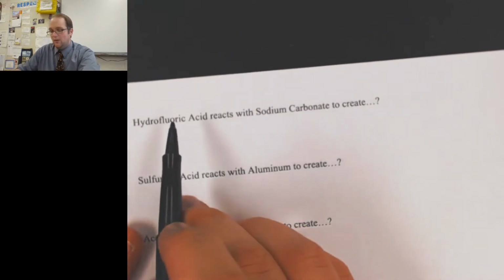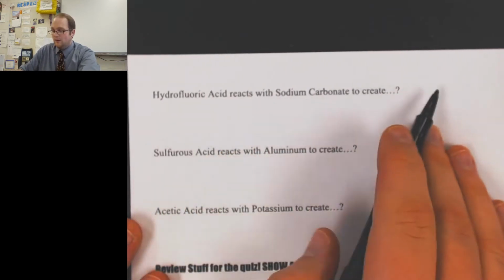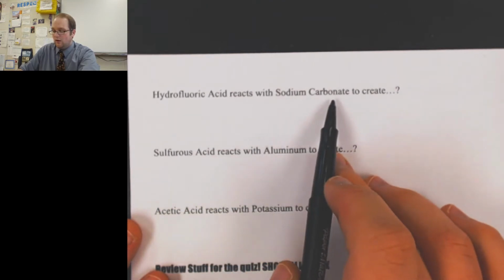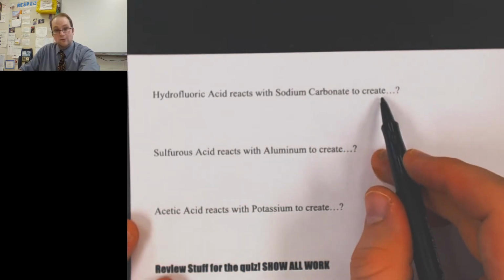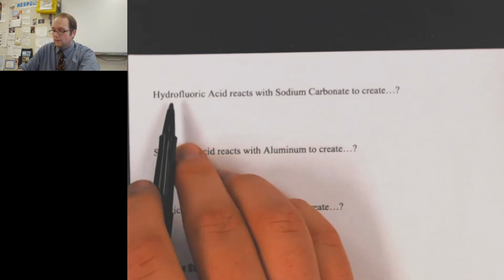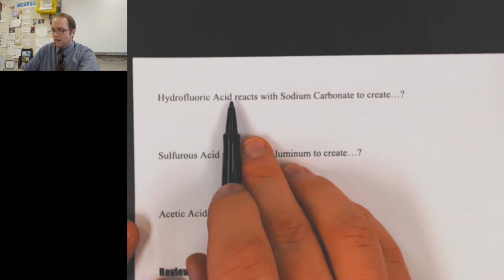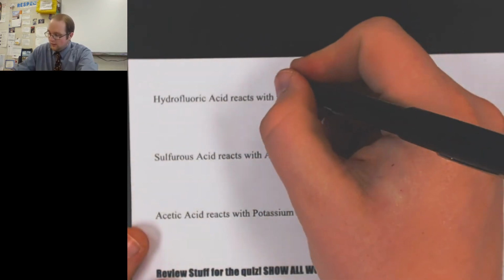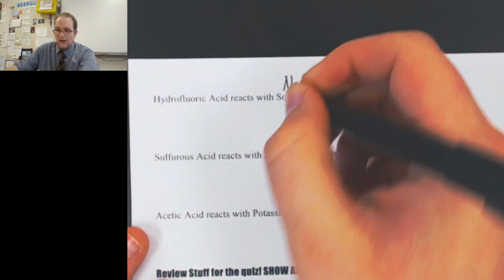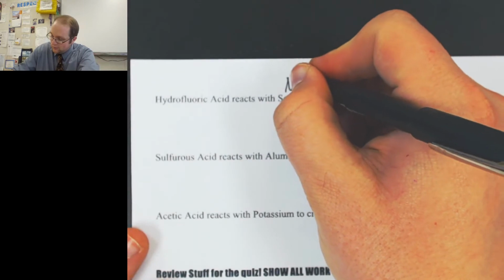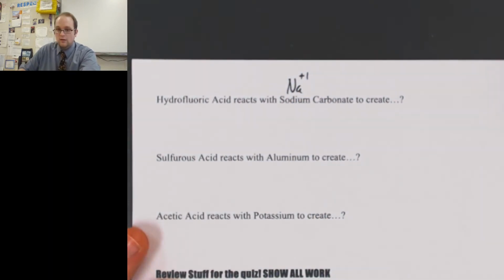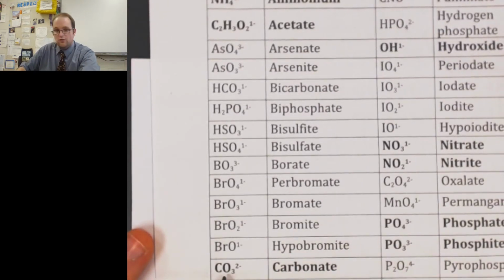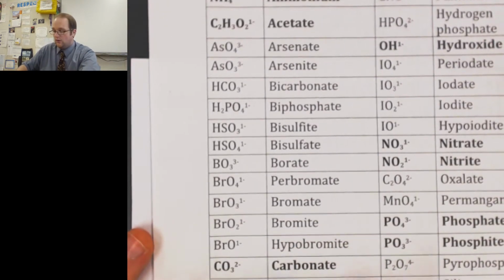I want to look at this first one at the top here. And we've got hydrofluoric acid reacts with sodium carbonate to create, well, we're going to find that out together. So first step, let's figure out what our formulas are. Sodium carbonate should be the easy one. Sodium is Na, and we know that has a positive 1 charge. Carbonate, that's one of our polyatomic ions. That's CO3 with a -2 charge.